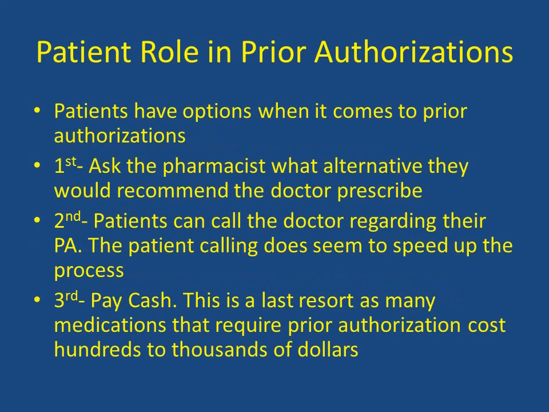So that's a lot of information, but there is a patient role in prior authorizations. The first thing a patient can do is ask the pharmacist if there's an alternative that they would recommend for their doctor to prescribe. Second, like I was saying earlier, a patient can always call the doctor regarding their prior authorization. It does speed it up. They don't want to hear from the pharmacist. However, if they hear from the pharmacist and the patient, it seems to me that they get things done in a more timely manner.